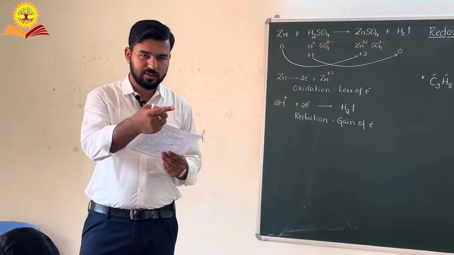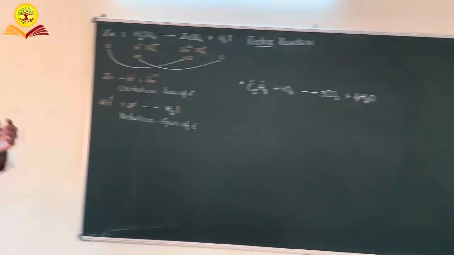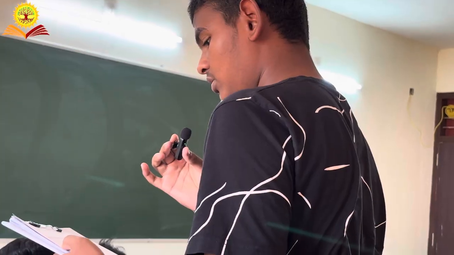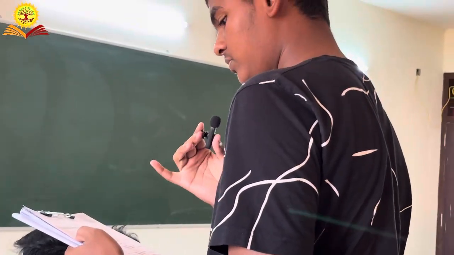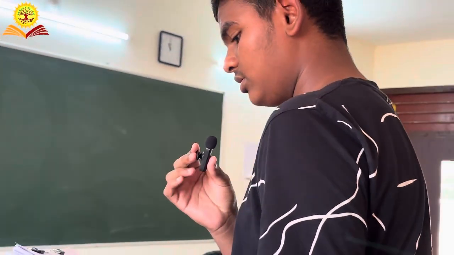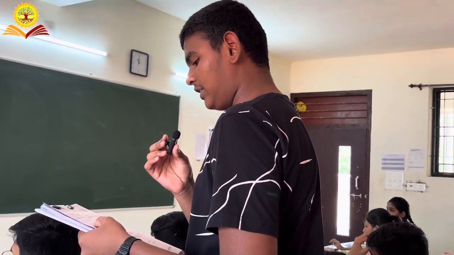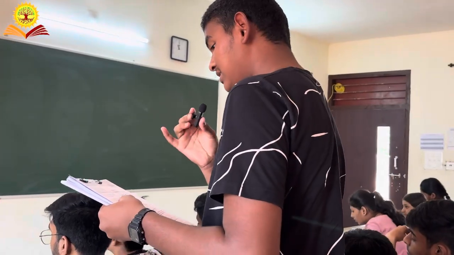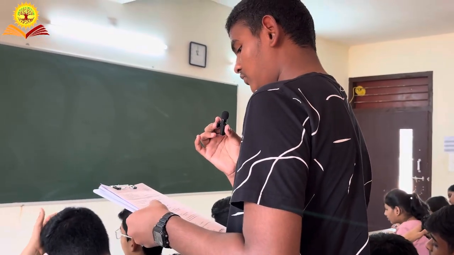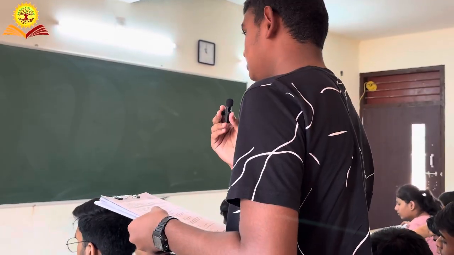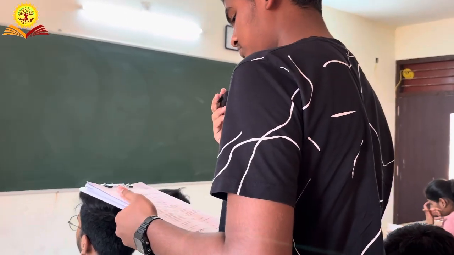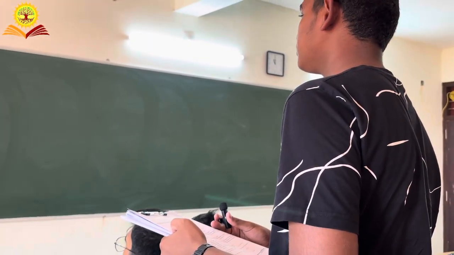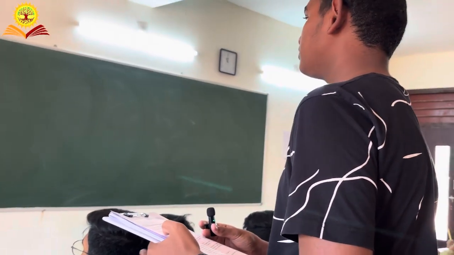Second one. The following reaction is an example of what? In the given reaction, 4NH3 plus 5O2 gives 4NO plus 6H2O. It is a simple reaction where ammonia combines with oxygen to give 4NO as well as 6H2O as products.